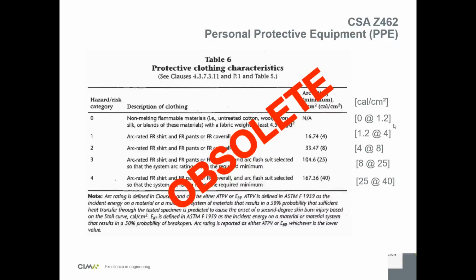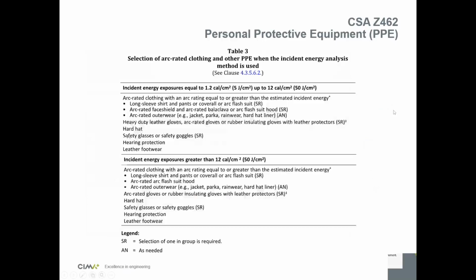So the categories that exist are categories 0, 1, 2, 3, and 4. Category 0 stands for an energy between 0 and 1.2 cals. 1 stands for energy between 1.2 and 4. 2 for an energy between 4 and 8. 3 for between 8 and 25, and then 4 for an energy between 25 and 40.